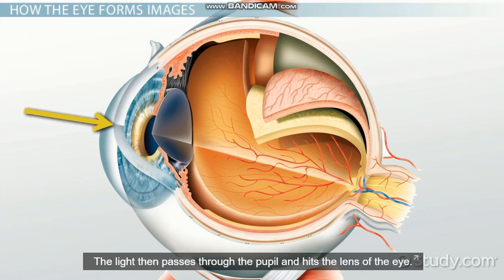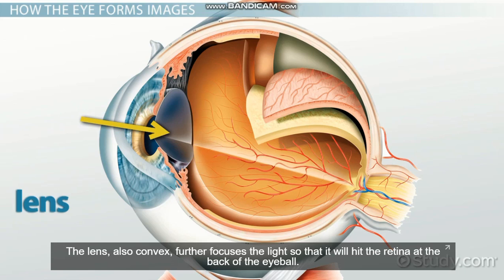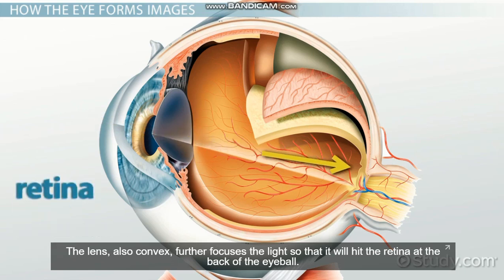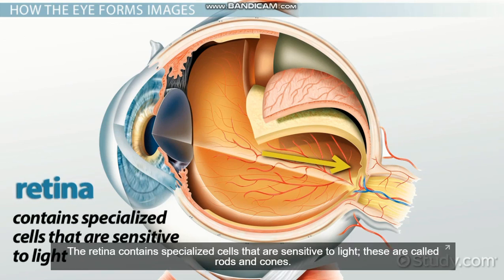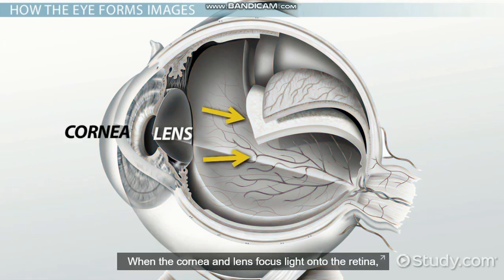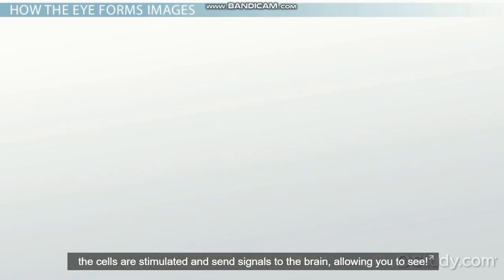The light then passes through the pupil and hits the lens of the eye. The lens, also convex, further focuses the light so that it will hit the retina at the back of the eyeball. The retina contains specialized cells that are sensitive to light. These are called rods and cones. When the cornea and lens focus light onto the retina, the cells are stimulated and send signals to the brain, allowing you to see.